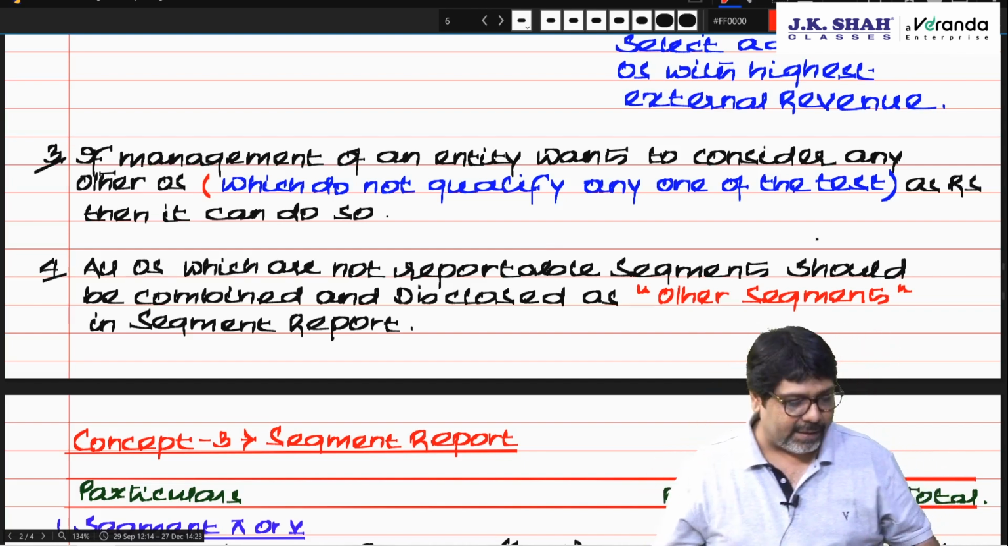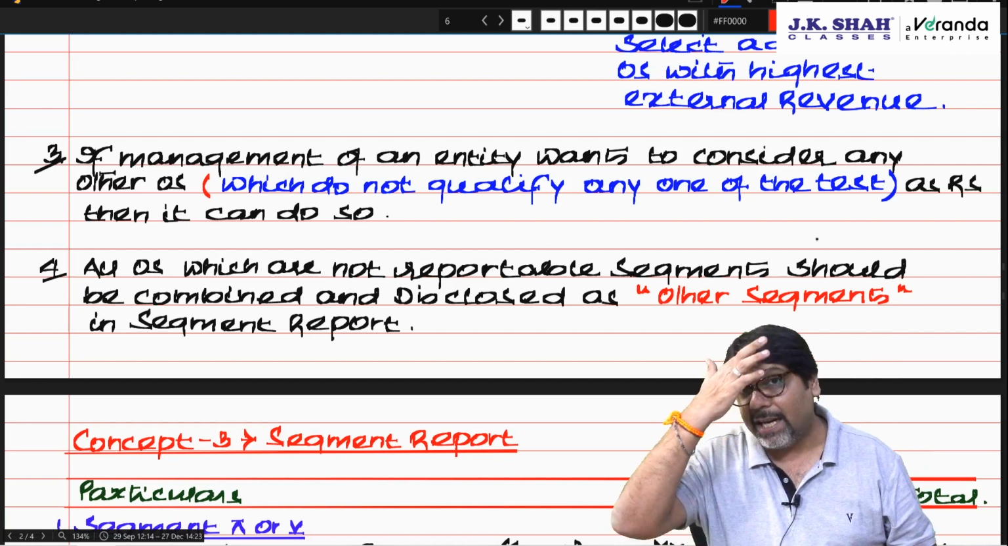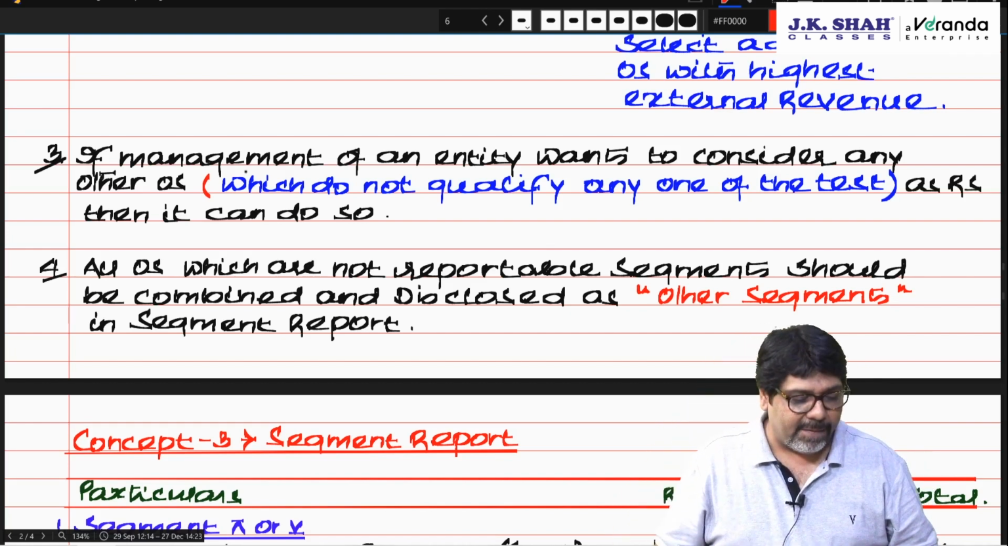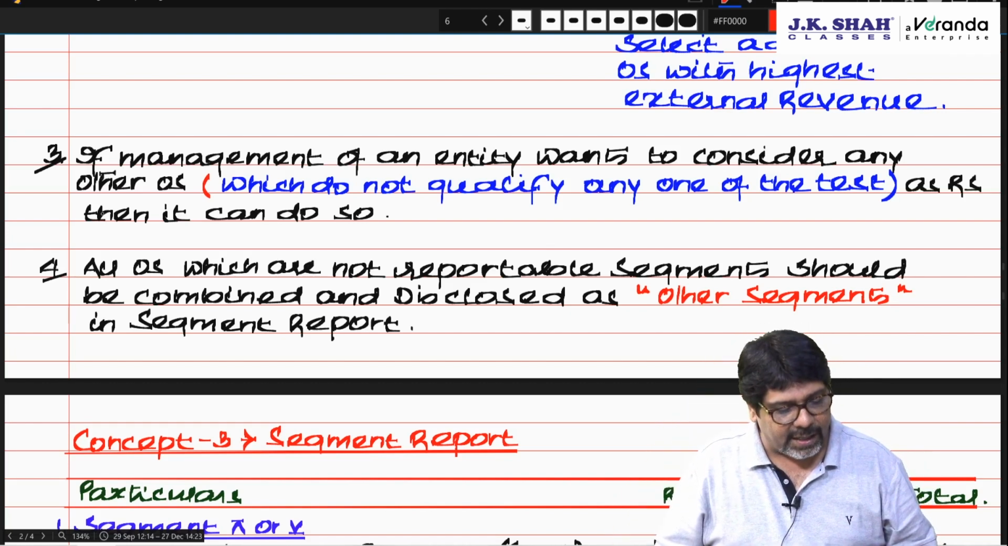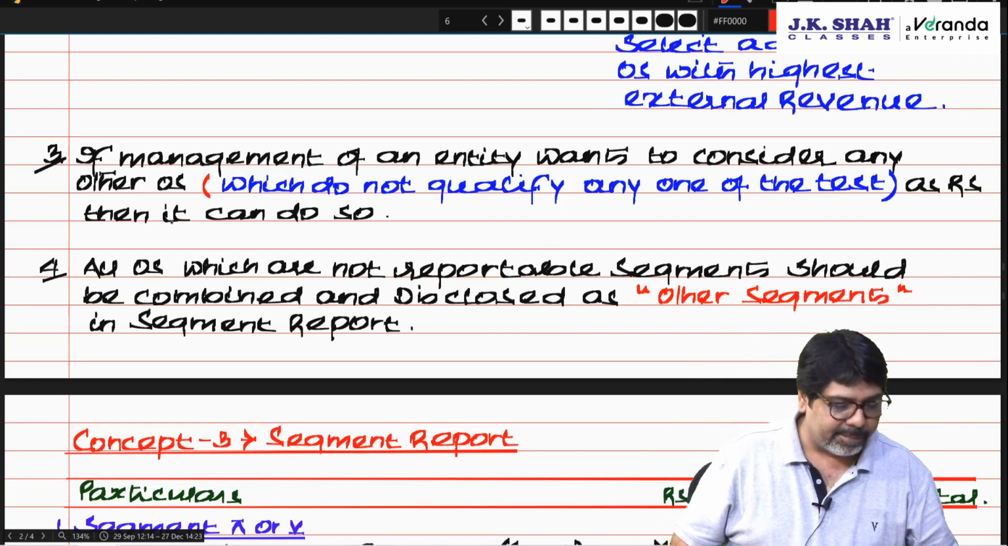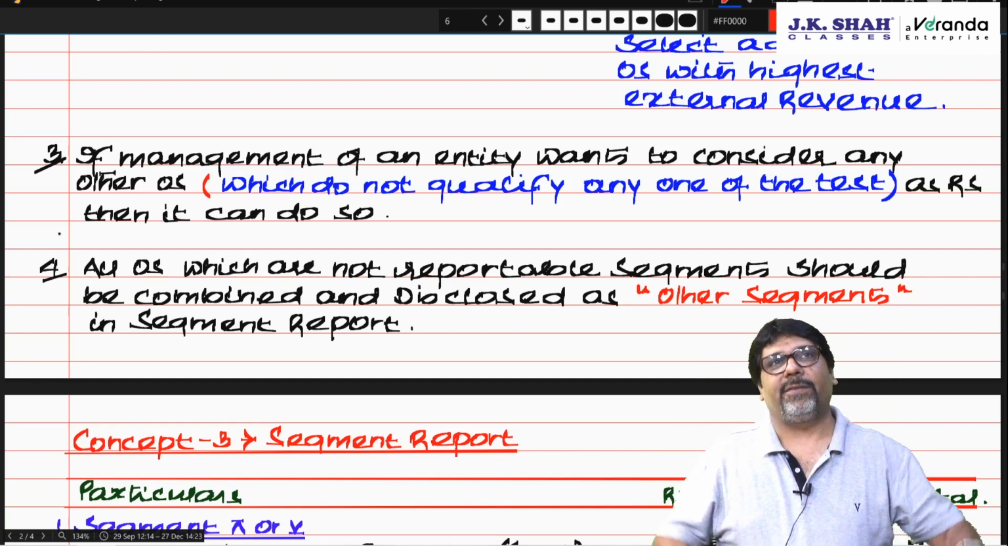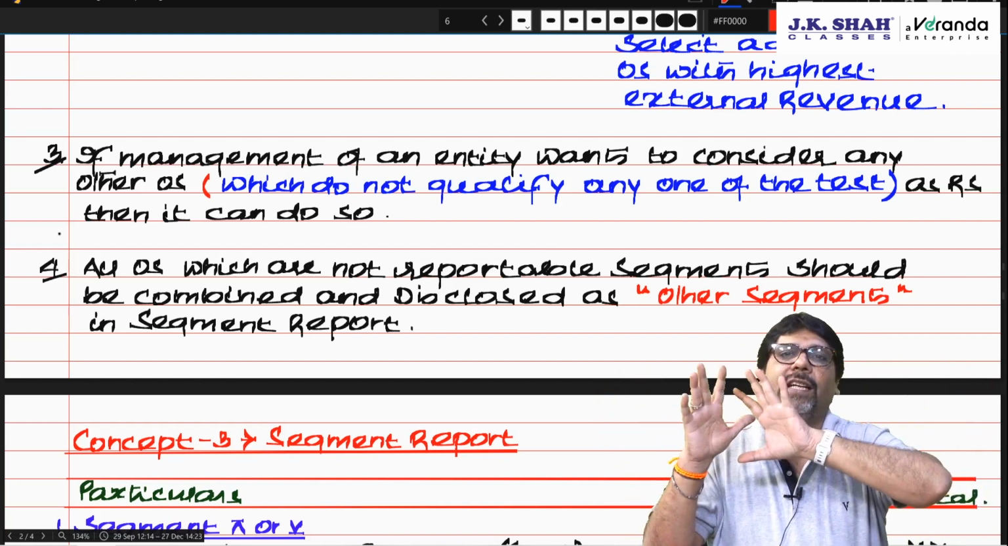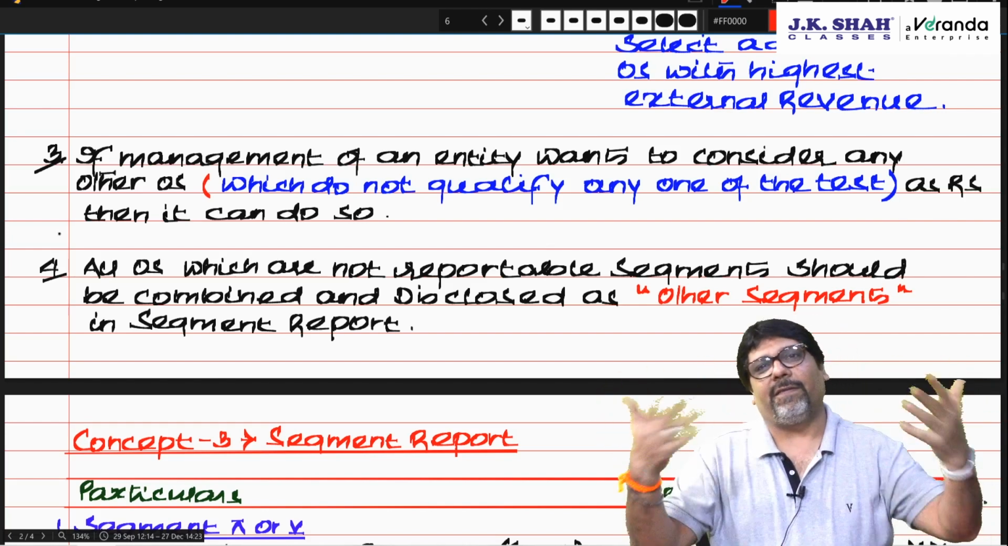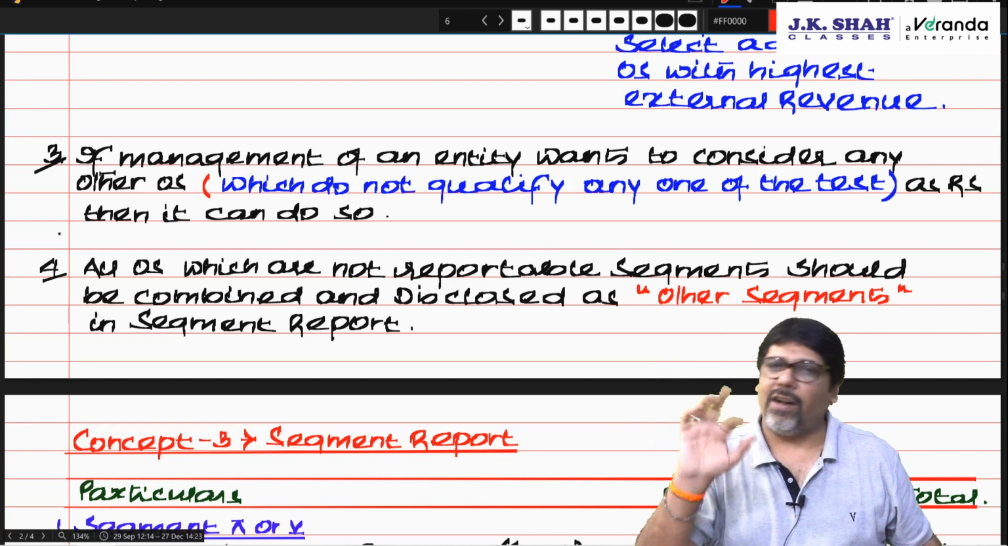Can he report? Yes. That is known as, if the management of an entity wants to consider any other operating segment as a reportable segment, then it can do so. Suppose there are 20 segments, out of which 12 become reportable because of one or the other conditions. 8 are non-reportable segments.